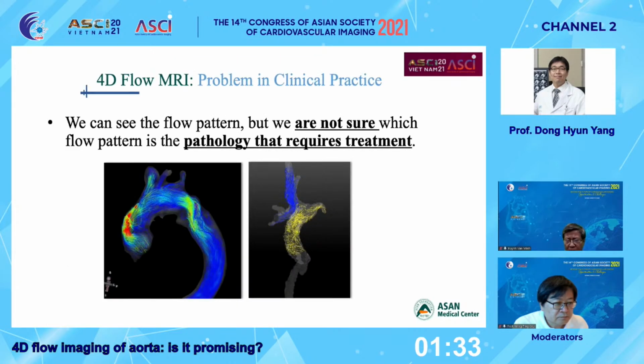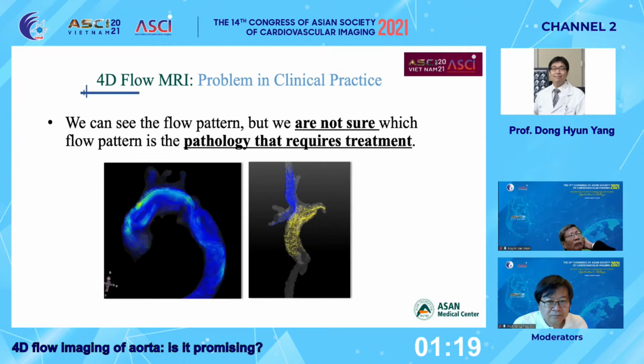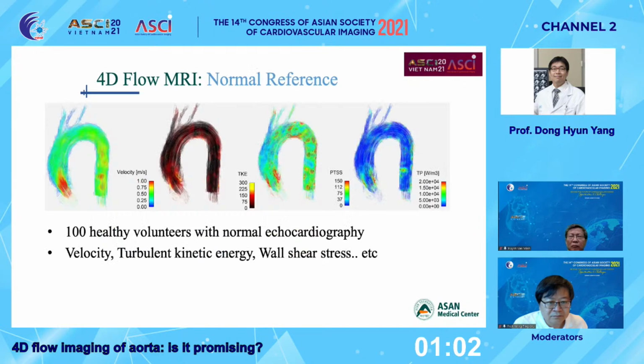Using 4D flow MRI, we can see the flow pattern, but we are not sure which flow pattern is the pathology that requires treatment. That is the main problem we face after we apply 4D flow MRI in clinical practice. To solve this problem, we need a reference standard from healthy volunteers, we need to develop more prognostic markers, and we need more evidence from longitudinal follow-up studies.